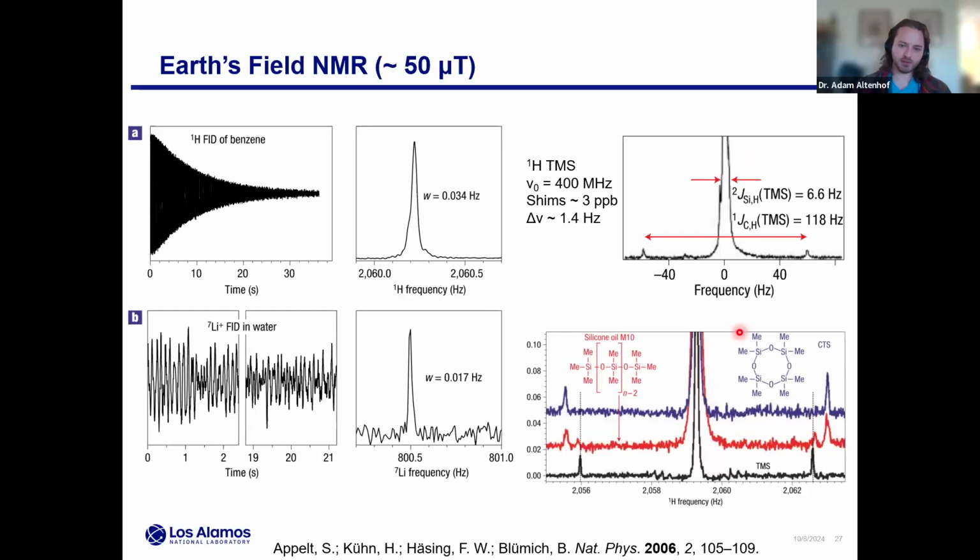Then compared to the Earth's field, which is the TMS spectrum shown in black, again, that singlet line is probably some tens of millihertz. The 6.6 coupling is readily observable, and we can measure it to a much higher precision. And even comparing this to other silicon-containing compounds, you can already see the potential to do some meaningful sample differentiation when you pair the really high resolution with the J-coupled spectra.